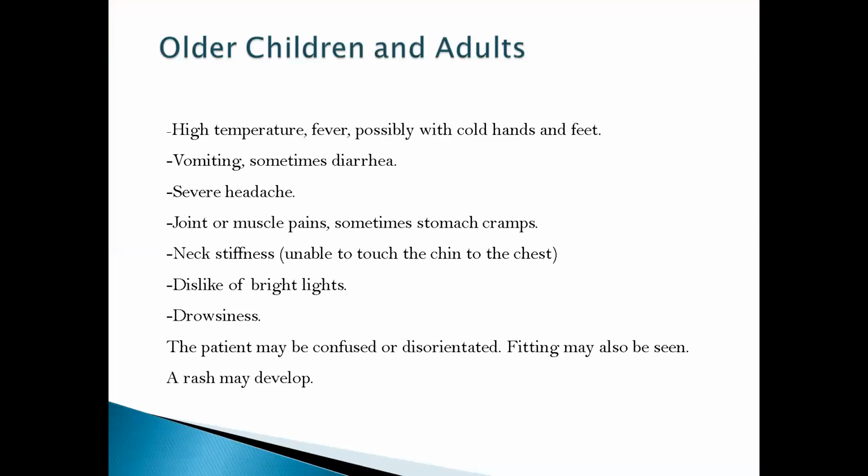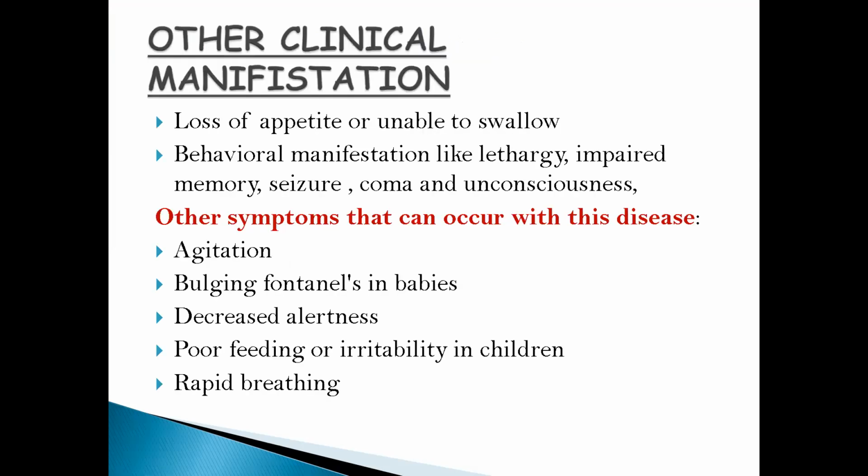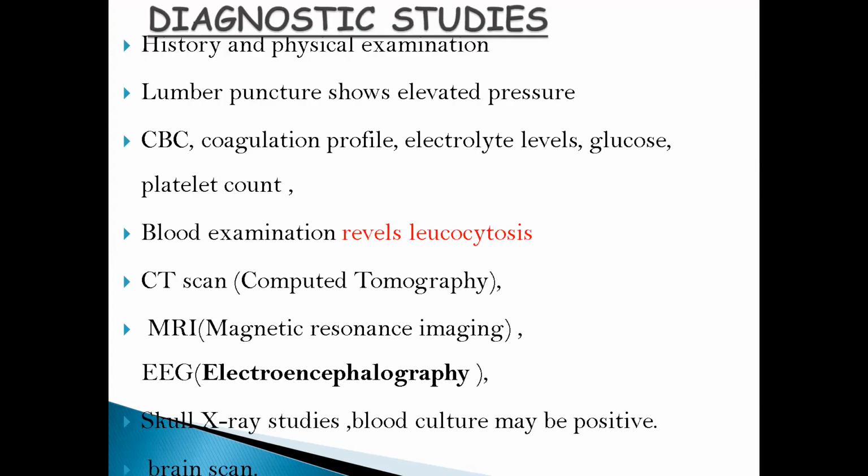Then older children and adults also have symptoms like high temperature, vomiting, sometimes diarrhea, severe headache, joint and muscle pains, dislike of bright lights, drowsiness, and the patient may be confused or disoriented. Okay, these are all the symptoms mainly.